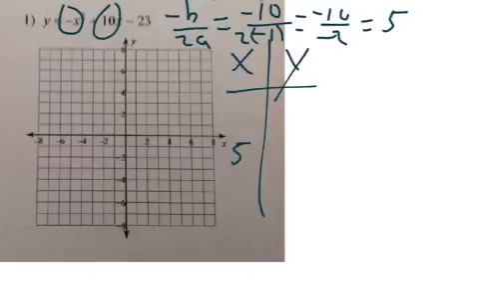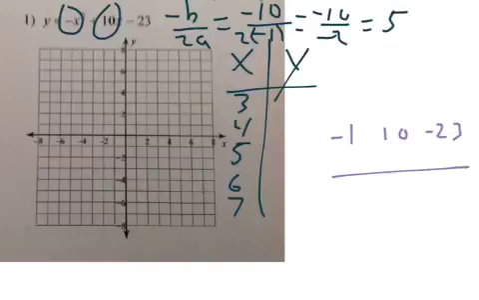That's the middle of my table. And then, of course, I just count in order: 3, 4, 5, 6, 7. So notice I have them all in order. And now I'm ready to use symmetry and graph these points. So here we go. I'm going to again use synthetic division to help me out with my calculations here. Negative 1, 10, negative 23.